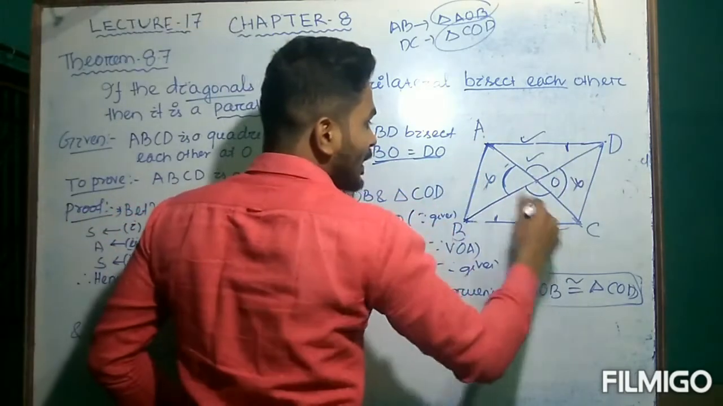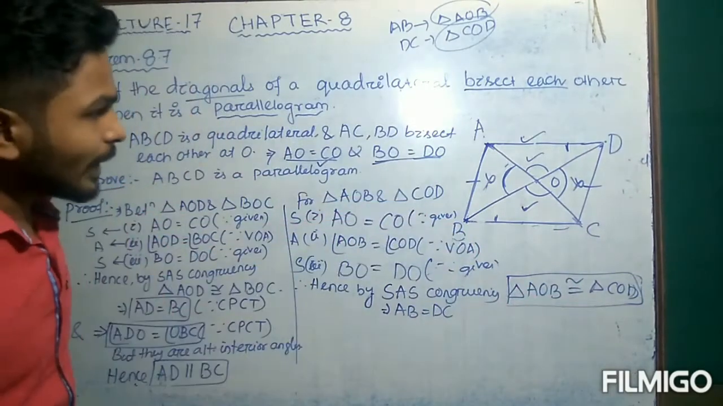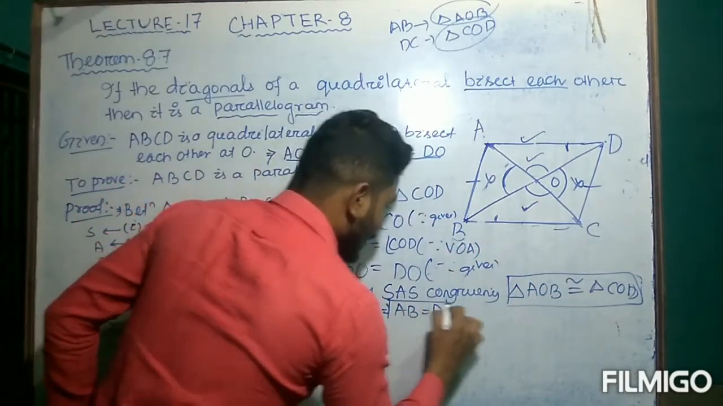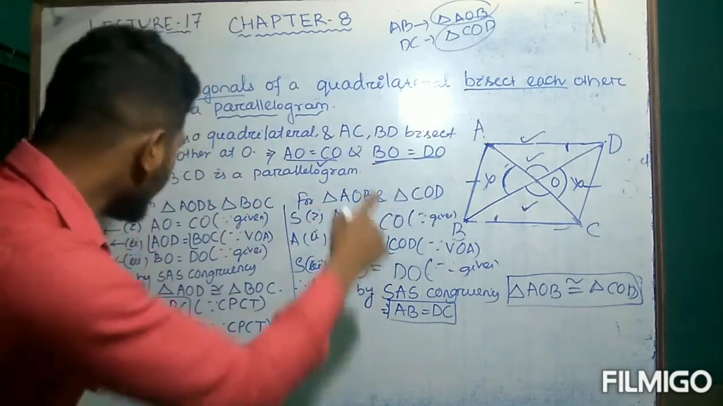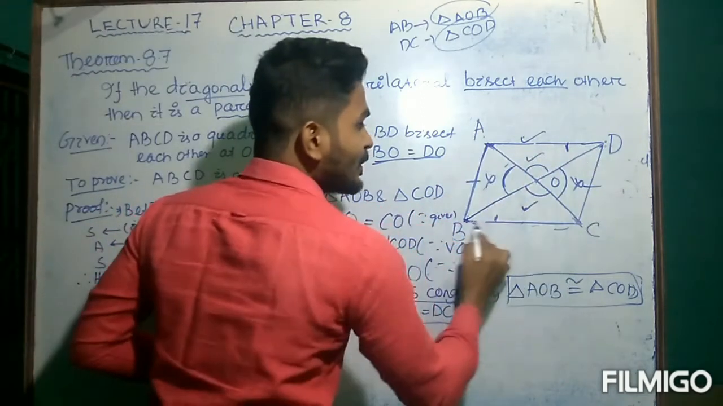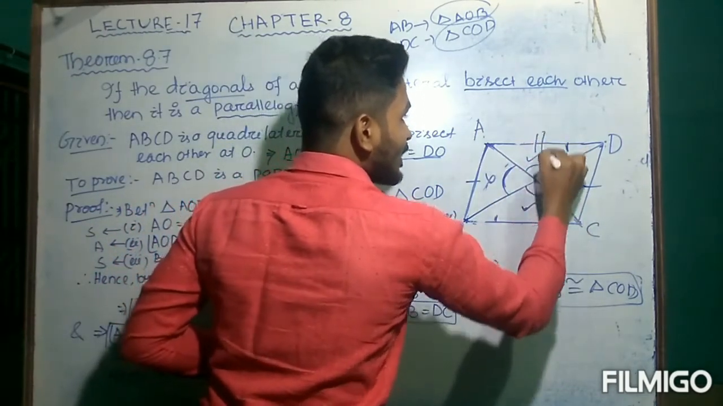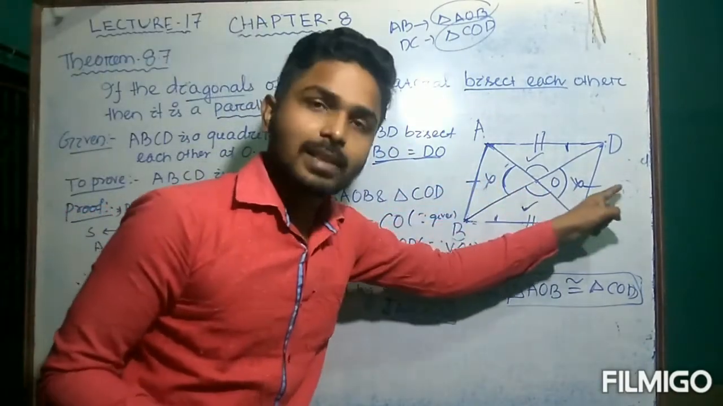And AB and DC are what? They are opposite sides. They are equal. Now it is proved that the opposite sides of this quadrilateral are equal. Initially we have proved that AD is equal to BC. These two opposite sides are equal. We have proved. Now we have both pairs of opposite sides equal.